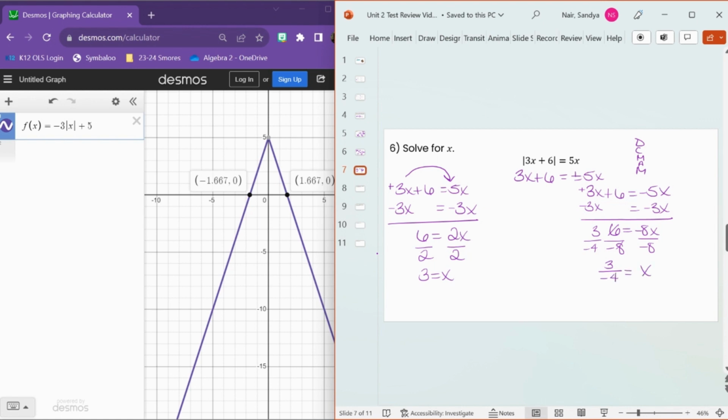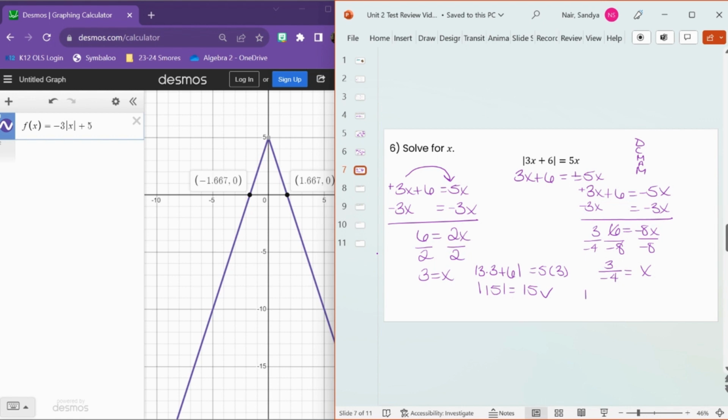So now what I need to do is plug back in and make sure I don't have an extraneous solution. So if I plug in 3, I get the absolute value of 3 times 3 plus 6 equals 5 times 3. So the absolute value, 3 times 3 is 9, 9 plus 6 is 15. So that's saying the absolute value of 15 equals 5 times 3, which is 15. And that is in fact true. Now let's go over here.